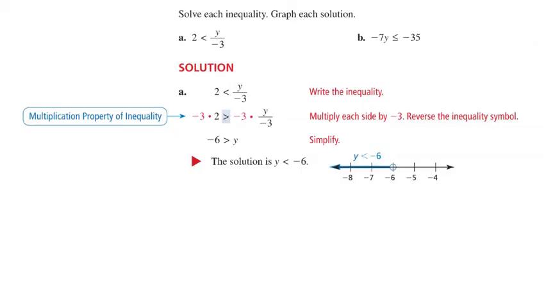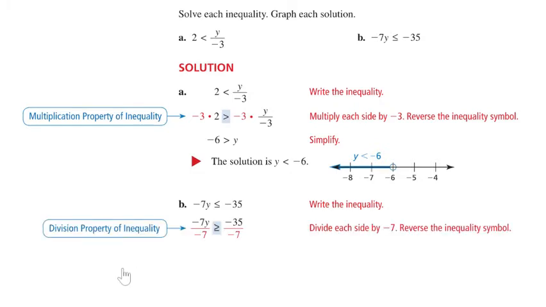Example B. Let's go ahead and write the inequality: -7y is less than or equal to -35. So the coefficient is -7 and is being multiplied by y. To undo that, we are going to use the division property of inequality and divide both sides by -7. Remember, because we are dividing by a negative, we have to reverse the inequality sign in order to make the statement true. So we reversed it so that it's greater than or equal to, and our answer is y is greater than or equal to 5.